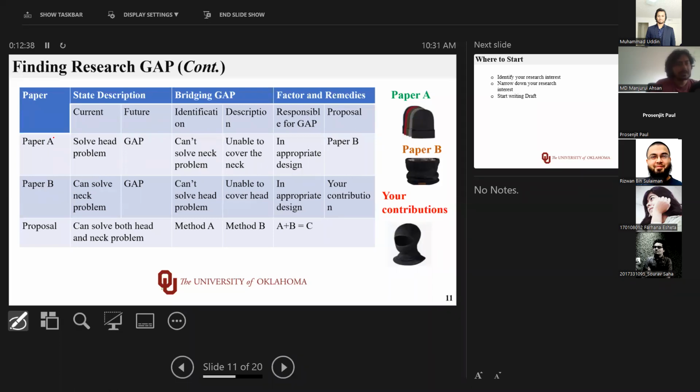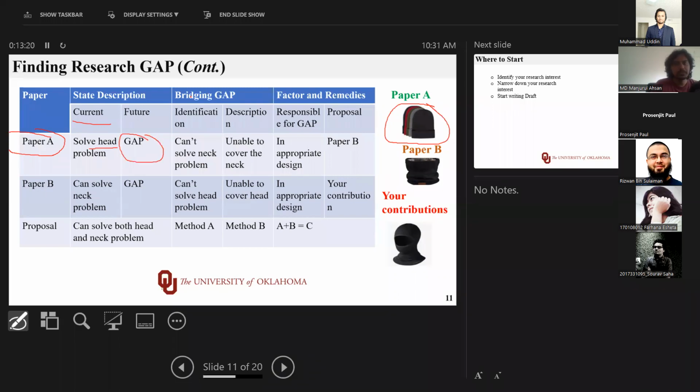There is a systematic way which I'll show in the next class, but this is the overview. Suppose you find some papers, and you want to know how researchers are currently using techniques to overcome the winter using different clothes. In paper A, in the current state, you saw it solves a head problem. Suppose this is the product developed by paper A, and the future state is the research gap.